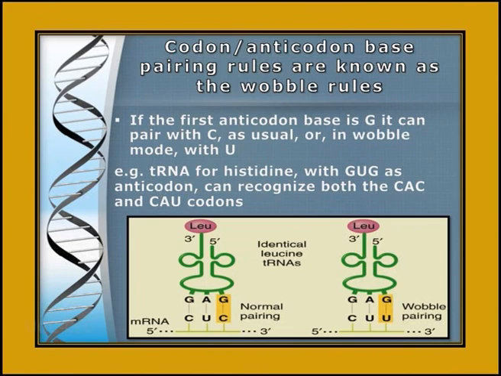It states that if the first anticodon base is G, it can pair with C as usual, or in a Wobble mode, it can pair with uracil. For example, tRNA for histidine with GUG as anticodon can recognize both CAC and CAU as codons.